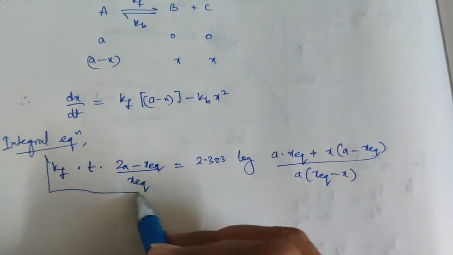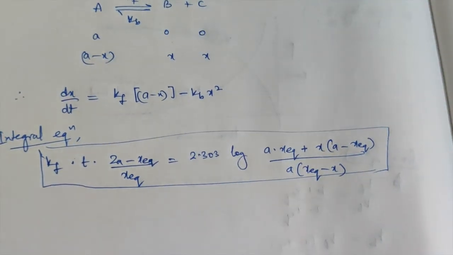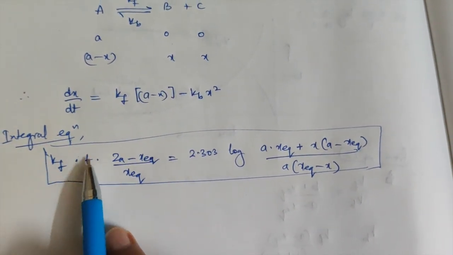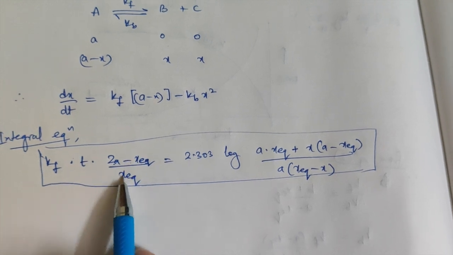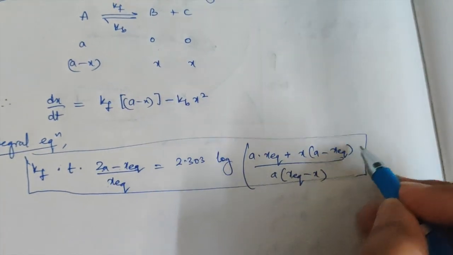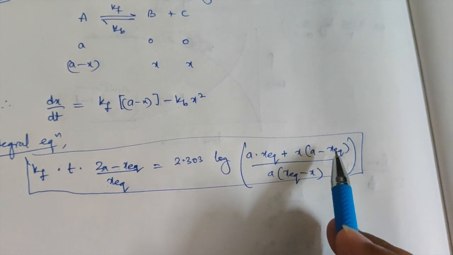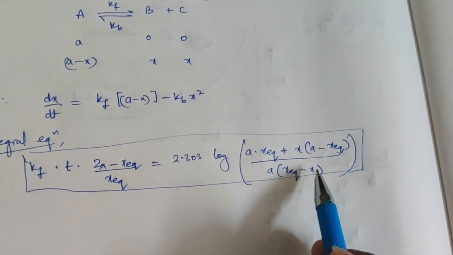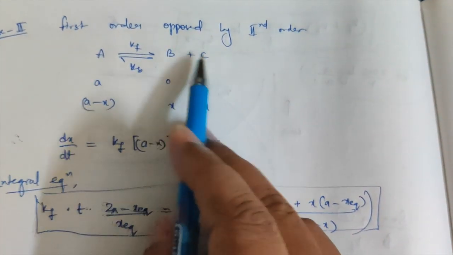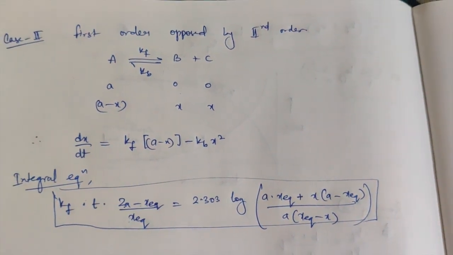I'm not going to do the whole bunch of things because this is going to be a lot of calculus and a lot of solution over here. So just write this equation down somewhere, it will be very useful to you guys. So kf into t into 2a minus xeq by xeq is equal to 2.303 log, this whole thing in log, that is log of a into xeq plus x bracket a minus xeq divided by a into xeq minus x. So this is the equation when you have binary products getting formed from a single reactant.